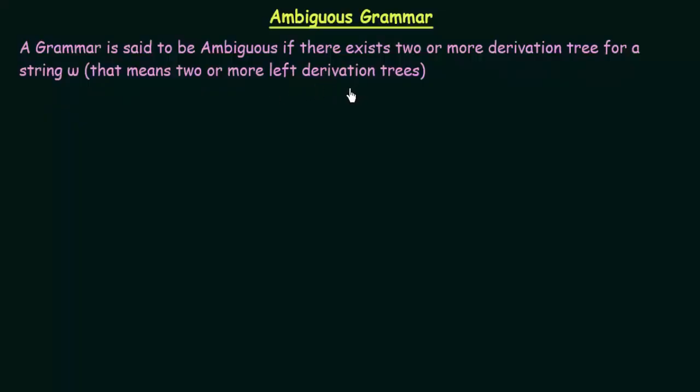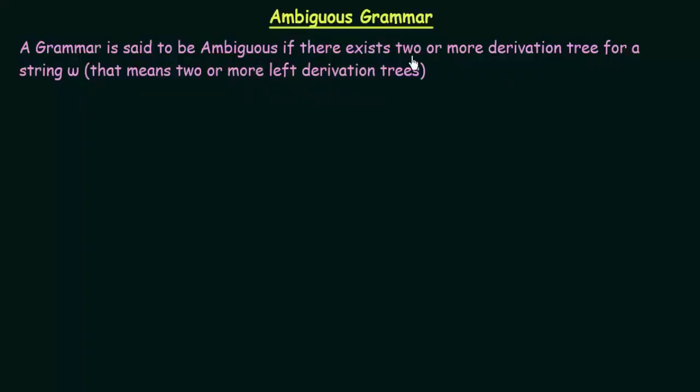Okay, so in the last lecture we have studied about derivation trees and we saw how we can draw derivation trees for the strings of a certain grammar. So let's say that we have a grammar given and there is a string omega that can be generated from this grammar. And if this string omega can be derived from two or more left derivation trees, then that grammar is said to be ambiguous.